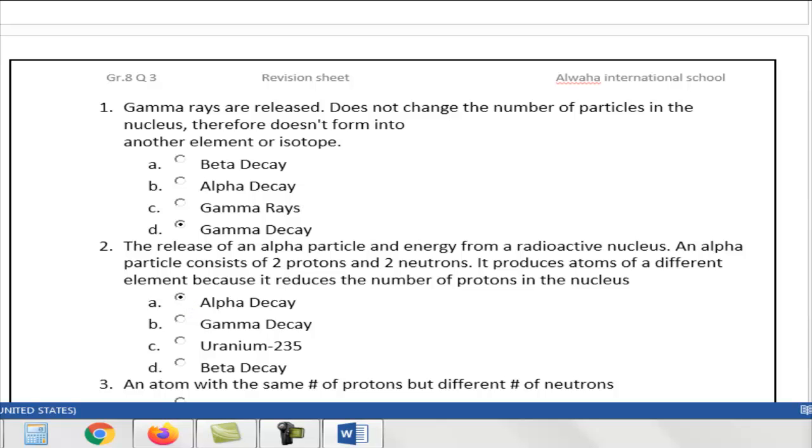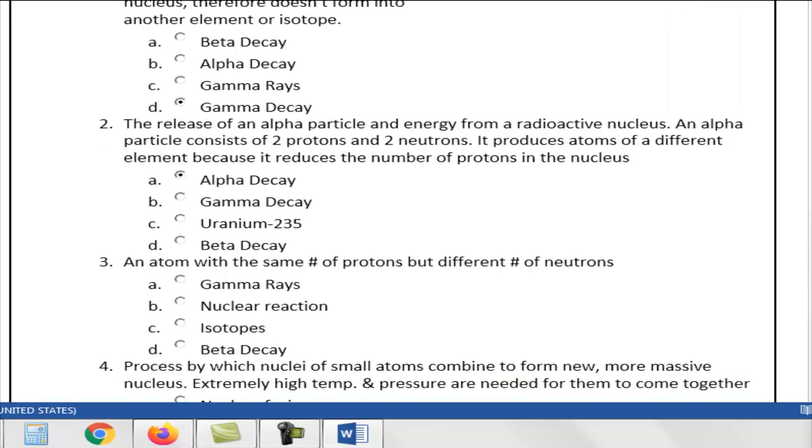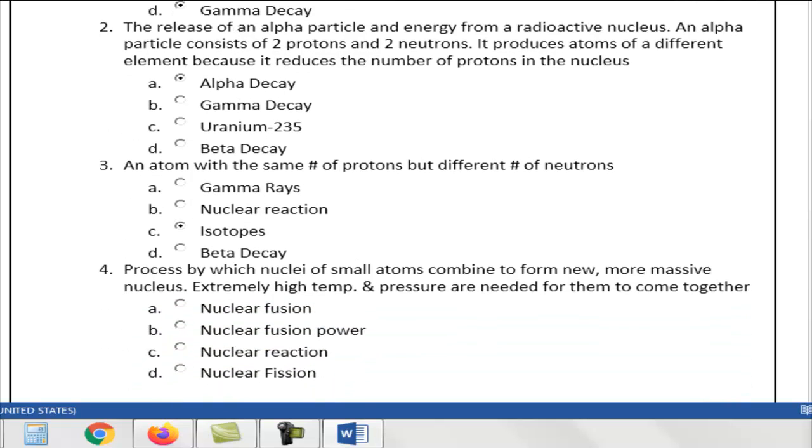Number 3. An atom with the same number of protons but a different number of neutrons. So number 3 will be C, isotopes. Number 4. The process by which the nuclei of small atoms combine to form a new, more massive nucleus. Extremely high temperature and pressure are needed for them to come together. So number 4 will be nuclear fusion.